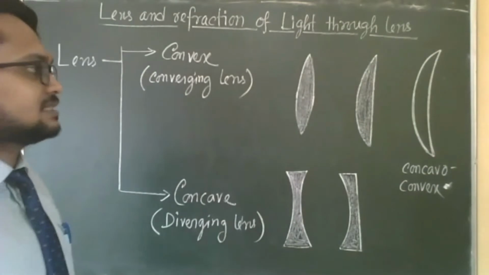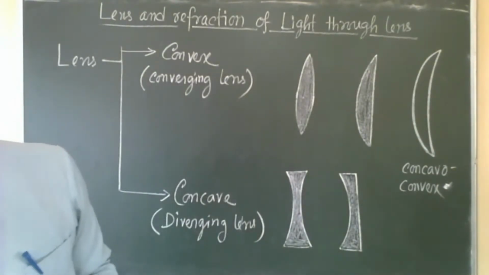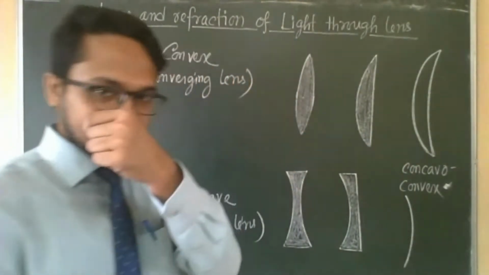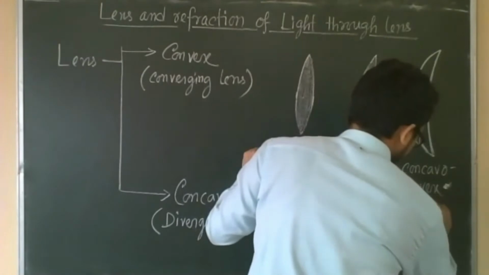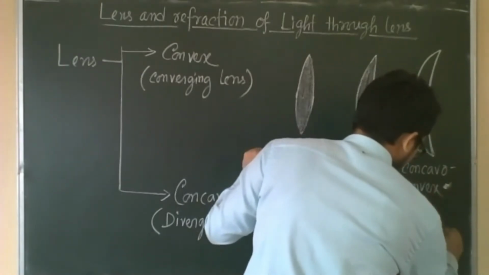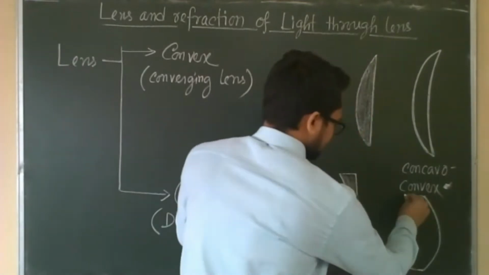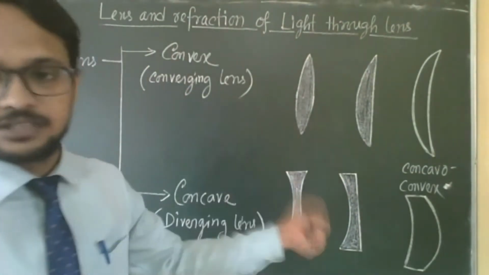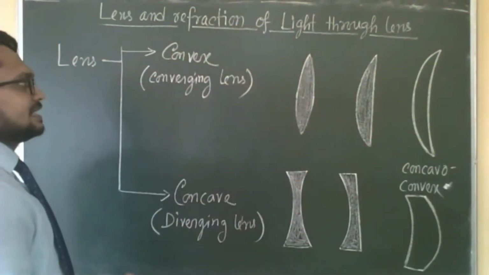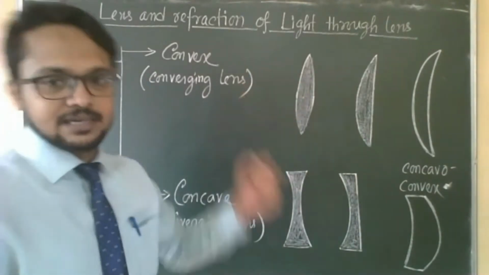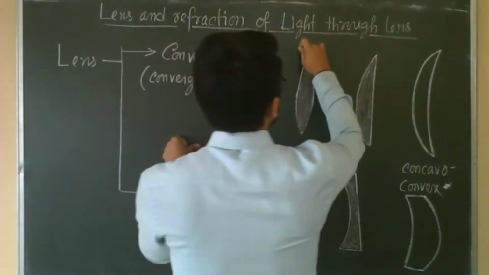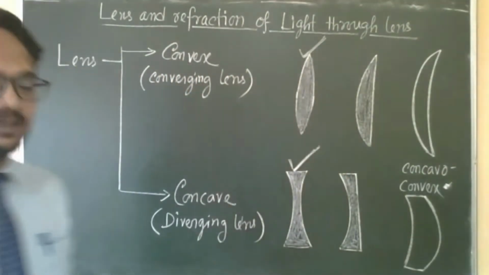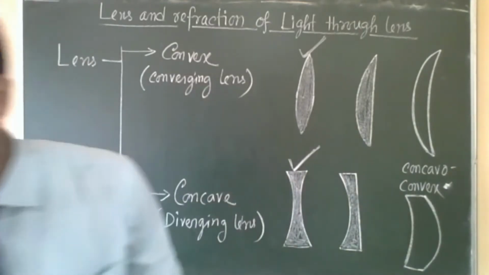The third type is convexo-concave. The first surface will be concave and the second surface will be convex. So these are different kinds of convex and concave lenses. But in our syllabus, only these two, the biconvex and biconcave, are required for drawing ray diagrams and solving numericals. We will come to those one by one.